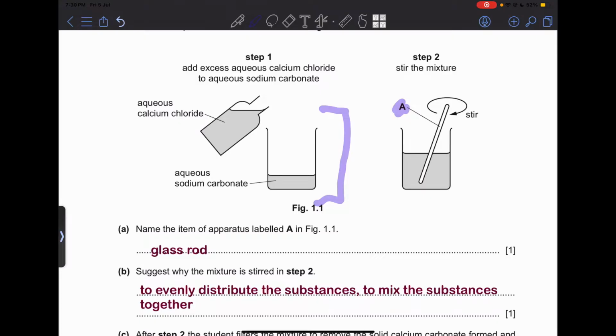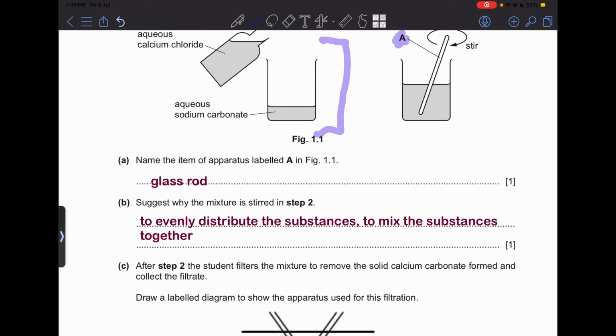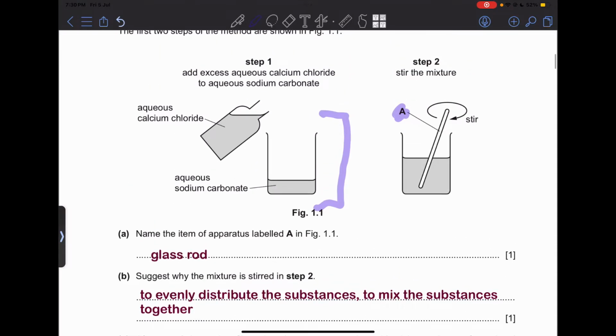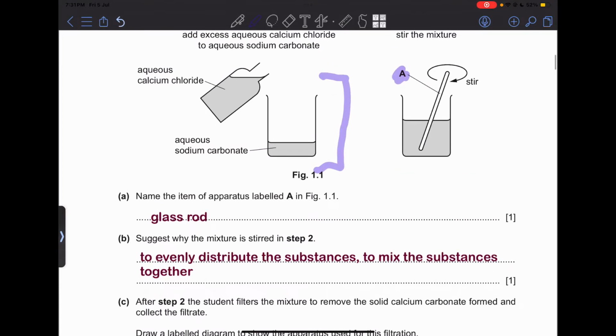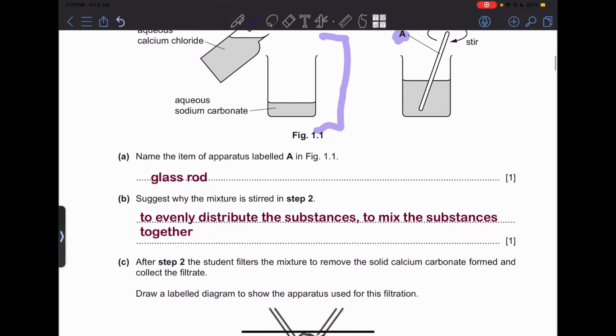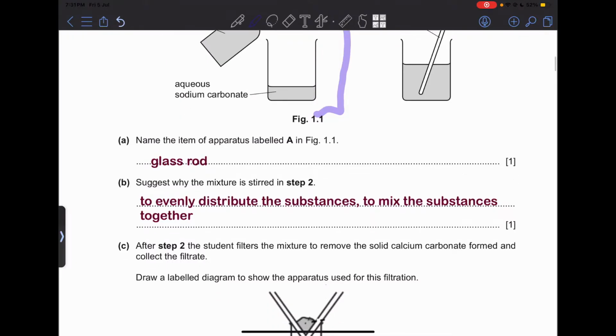So glass rod is the answer, which is question B. They're asking why the mixture is stirred in step 2, which is here, to evenly distribute the substances and to mix the substances together. So mixing, if you just put for example salt on water and you just leave it there, then the substances will not be evenly distributed. It will not be mixed. So you also have to stir so that there is an increase in the kinetic energy as well, so that they can mix together evenly.